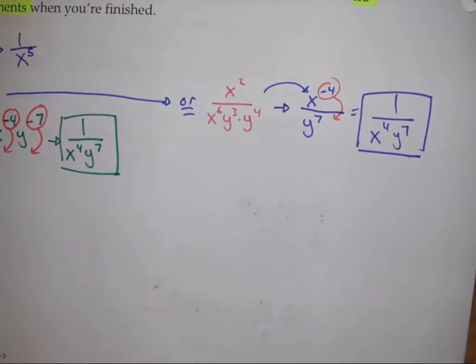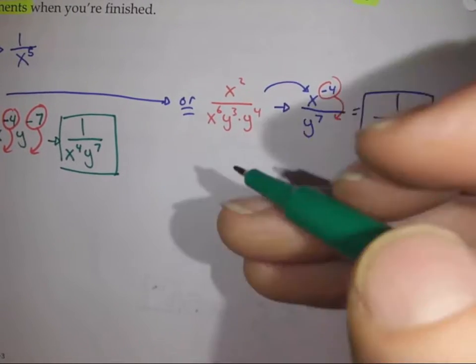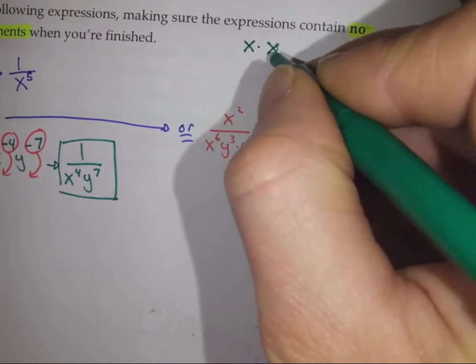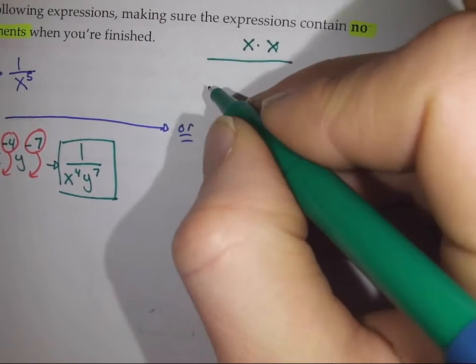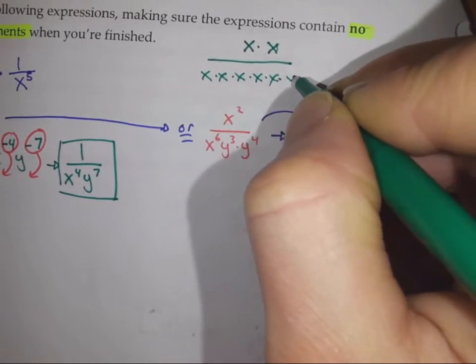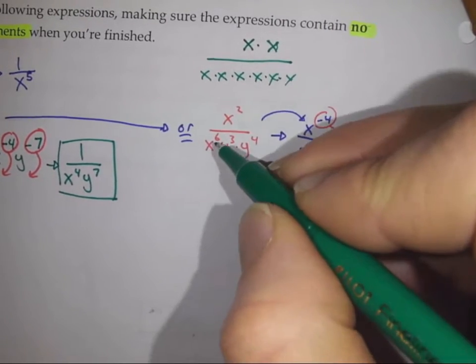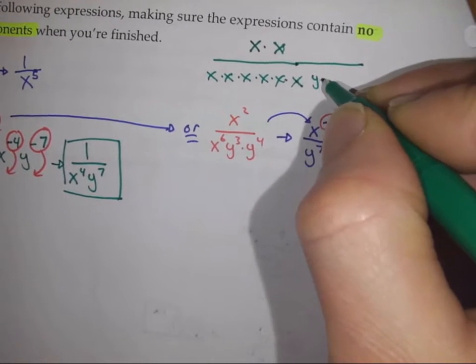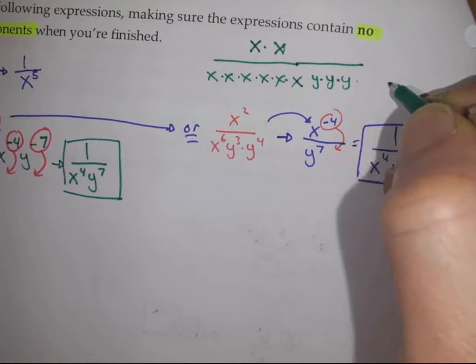where you could have thought of it as x times x on the top, and x times x times x times x times x times x on the bottom, right? That's what x to the power of 6 really means. And then there's these y cubes on the bottom: y times y times y times y times y times y times y.